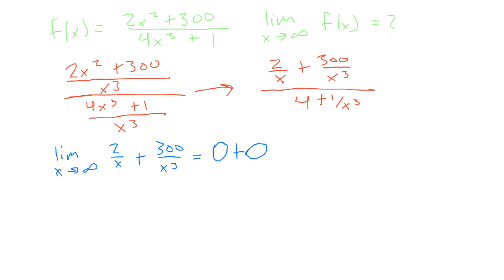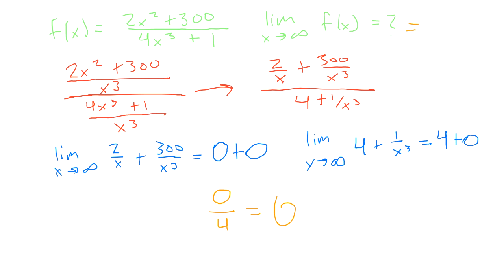Now let's take a look at our denominator. So now we have our limit as x approaches infinity of 4 plus 1 over x cubed. We get 4 for that first part, since y equals 4 is constant, that's always going to stay equal to 4 no matter what. And then once again, the limit of 1 over x cubed is going to be 0. So now we're left with 0 over 4, which is just 0. So therefore, our final value is going to be 0.